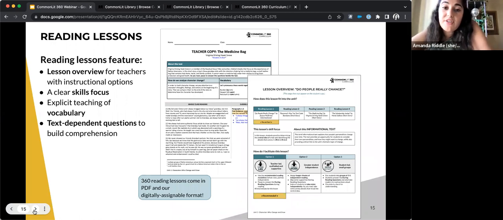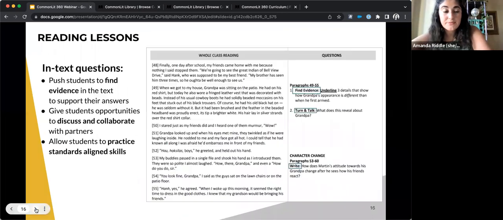The reading lessons feature even more content than you might know CommonLit to have on our regular library. Because they are part of a core unit and they're essential, you get some lesson planning materials by way of facilitation guides. You get some clear skills focus, explicit teaching of vocabulary, as well as text-dependent questions.